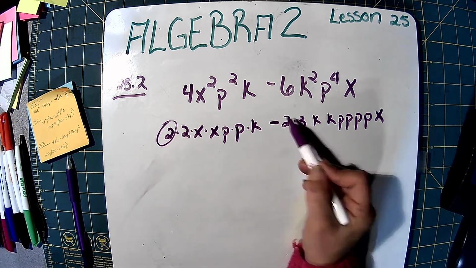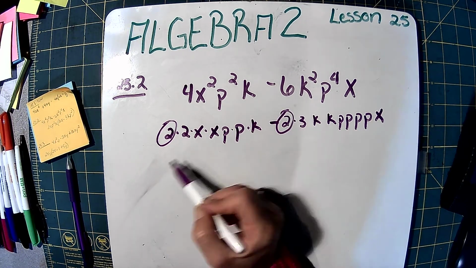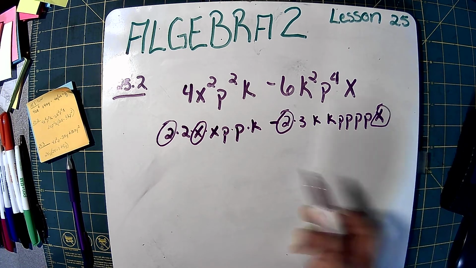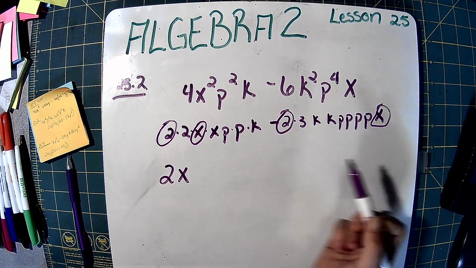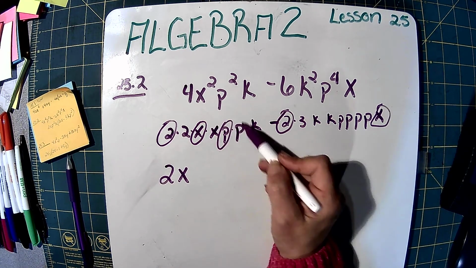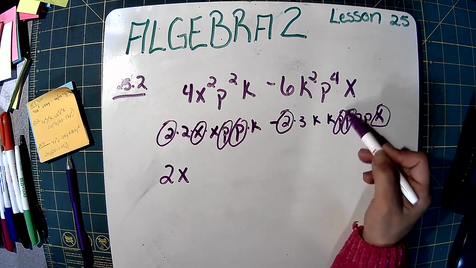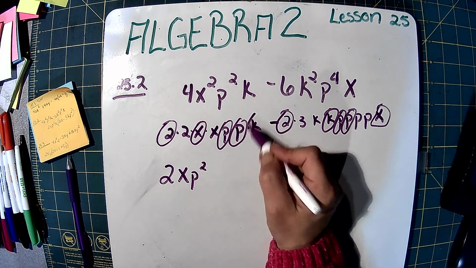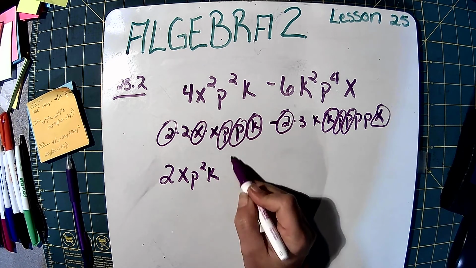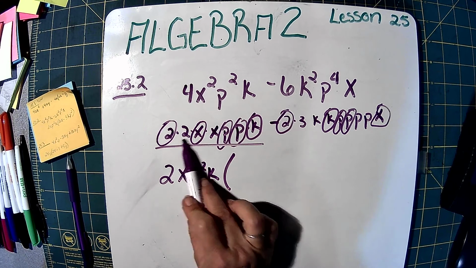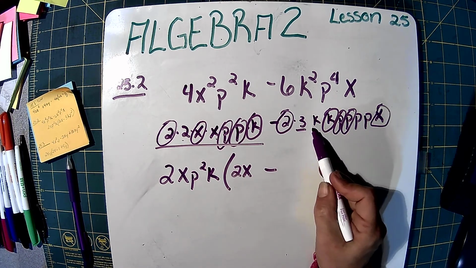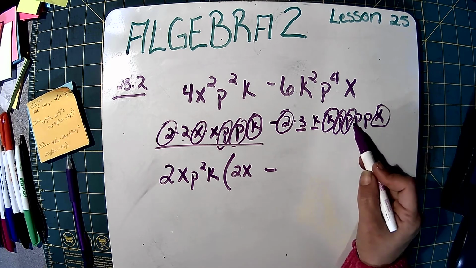Okay, now we have to find the common factors. So we've got 2, both of them have a 2. 1x, we've got a 2, we've got an x, 2 p's, and they've both got a k. Okay, now what's left on this side? Just the 2 and the x. And then on this side, we've got a 3, 1k, and 2 p's.